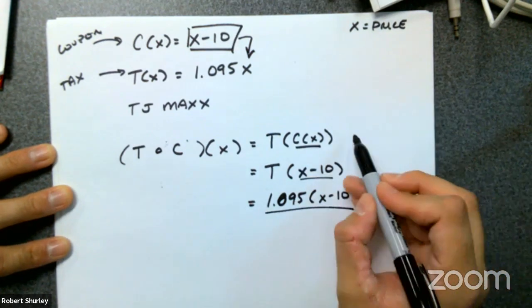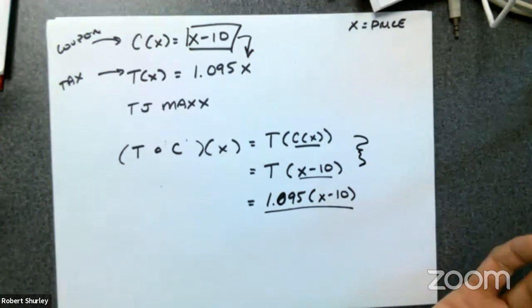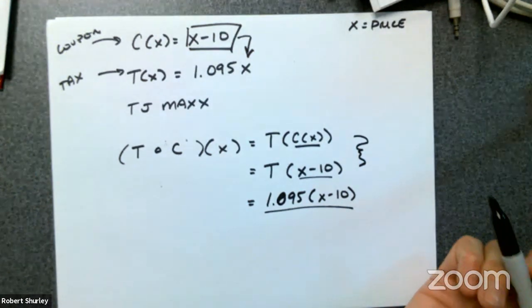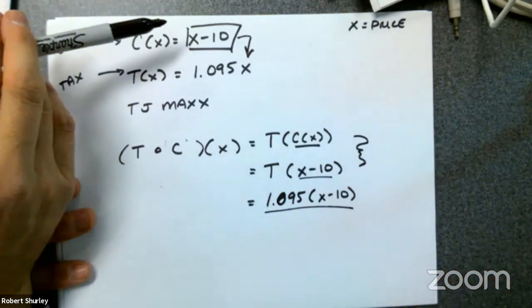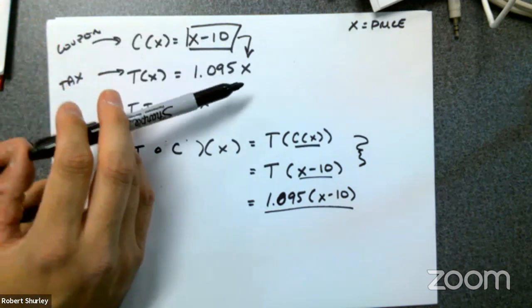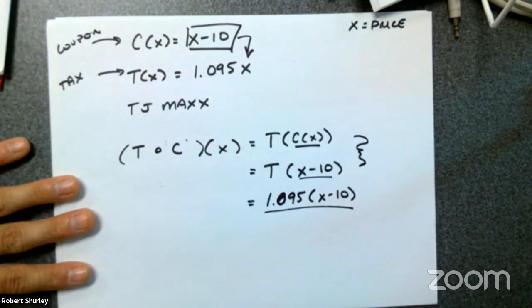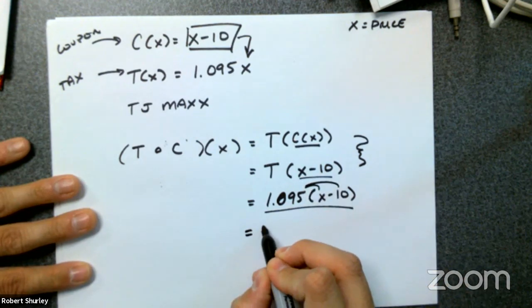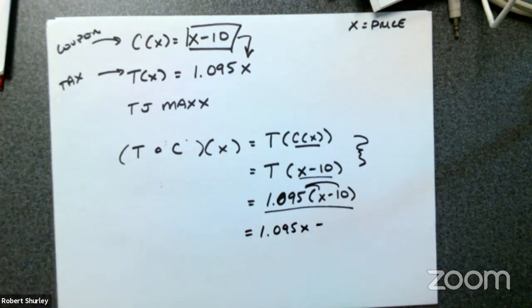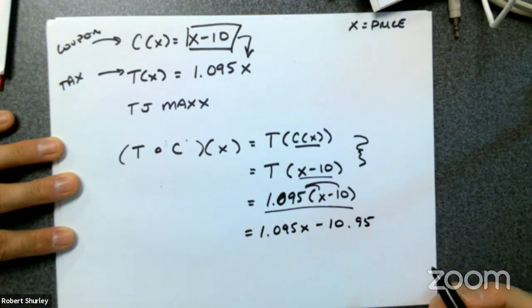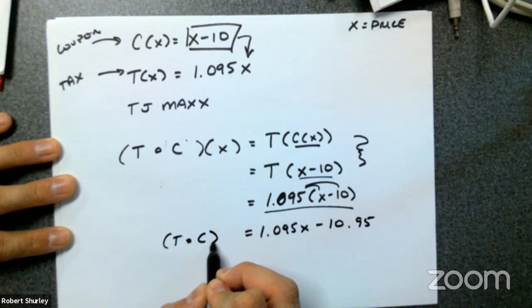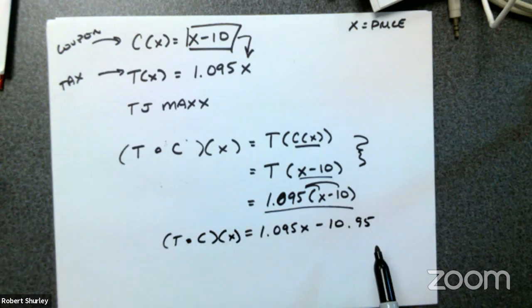That's all you're doing. If I didn't teach this part, the math gods would shun me, and I don't like that, so I have to teach this part. But realize all you're doing is taking the inside function and putting it into the X of the outside function, okay? Now I'm going to distribute this, so I wind up with 1.095X minus 10 times 1.095, which would be 10.95, okay? So this is the equation for buying anything in Mountain Home if you have a $10 coupon.